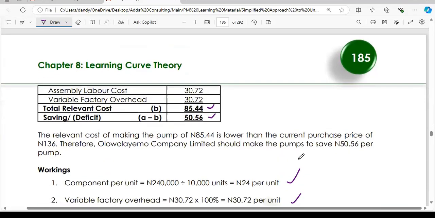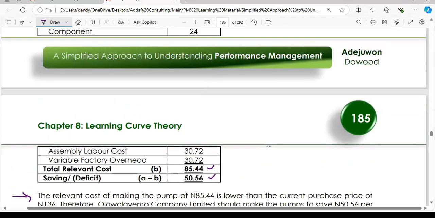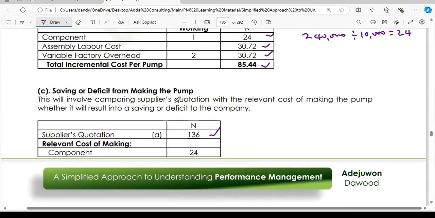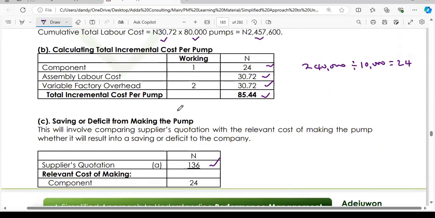Therefore, in conclusion, I will say the relevant cost of making the pump, 85.44, is lower than the current purchase price of 136 naira. Therefore, Olowo Layema Company Limited should make the pumps to save 15 naira 56 kobo per pump. That's the end of the question. You must be able to think outside the box. So take your time to review the material, and that's it.